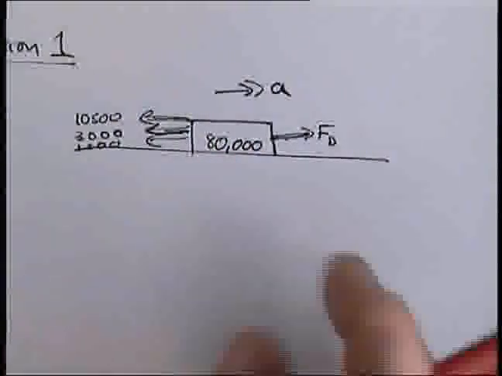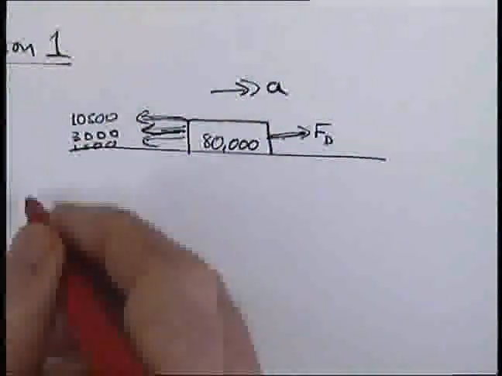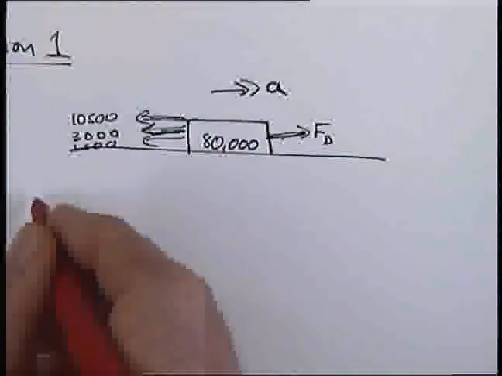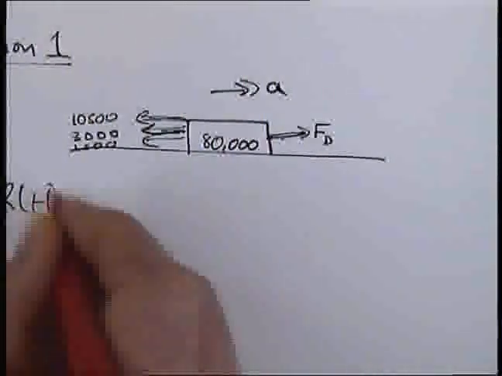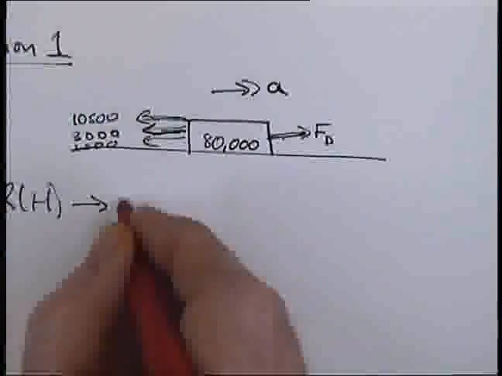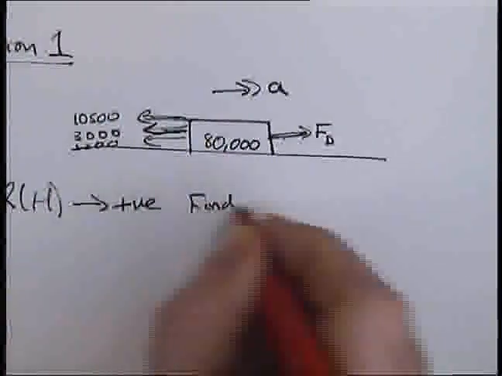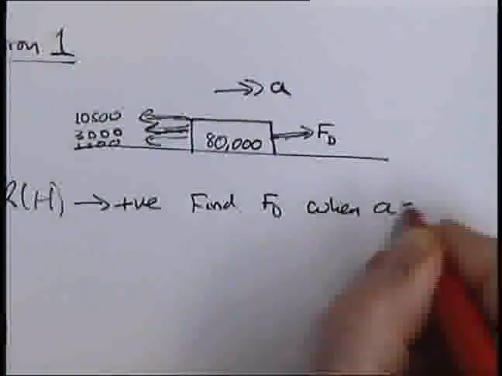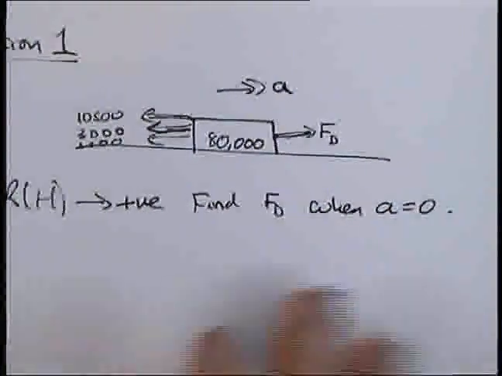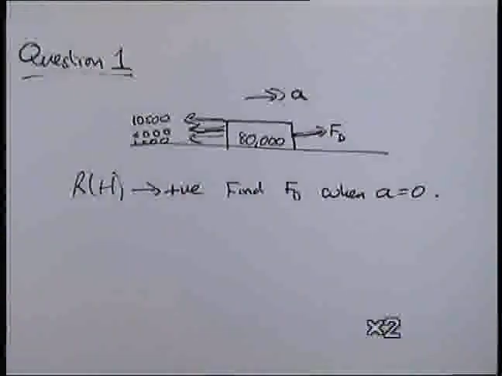So there's our quick model, and what we've got to find is the driving force when the acceleration is less than 0. So let's find when the acceleration is equal to 0. So let's resolve horizontally, setting that direction to be positive, and we're going to find the driving force when a is equal to 0. I'd like you to pause the video and resolve the forces yourself now.